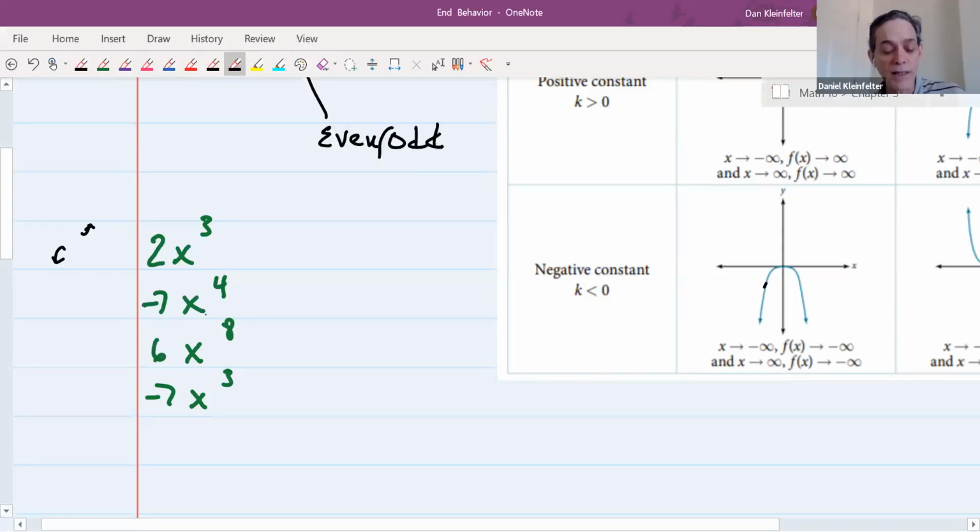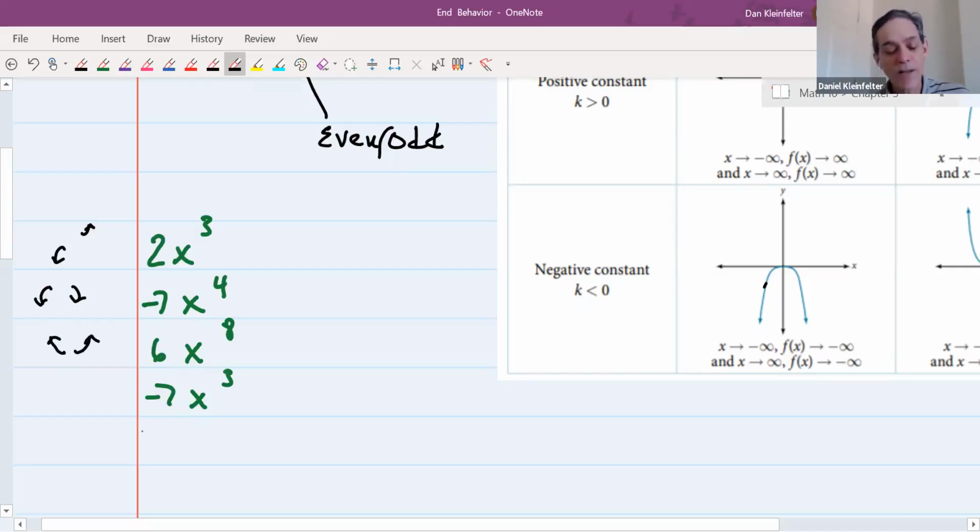For the second one, negative 7x to the fourth, because this 4 is an even number, they'll both do the same thing. Since it's negative, it will be both down. For 6x to the eighth, since the 8 is an even number, both ends will do the same thing. Since the 6 is positive, both will be up.